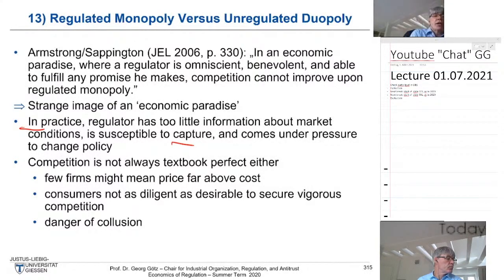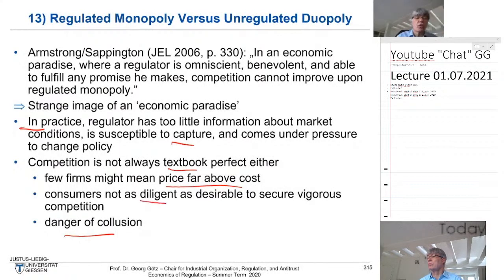At the same time, competition is not always textbook perfect either, and that's in particular the point. They rather do not have the Adam Smith invisible hand in mind, because if we really have economies of scale, we might only have a few firms active in the market, if there is more than one at all, and of course then we get prices above marginal cost. We might also get the danger that these few firms collude. And finally, in order for competition to work, you need consumers who hunt for bargains and look for the lowest price. In Germany that works rather well in a way, but even we have some markets and industries where it does not work so well.